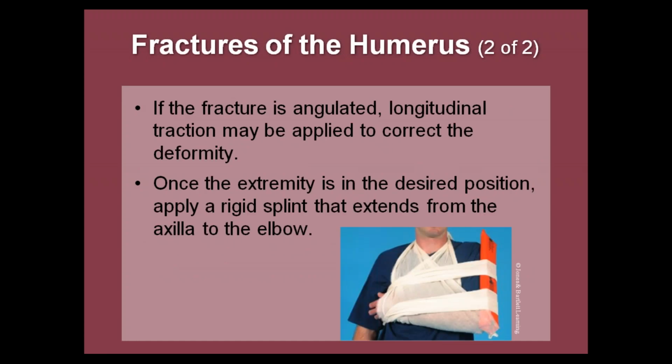If the fracture is angulated, you want to try to provide some traction to try to correct the deformity, maybe, or splint it in place. Once the extremity is in the desired position, apply a rigid splint that extends from the axilla to the elbow. As the picture shows here, for us that would maybe be a SAM splint wrapped around the lateral aspect of the arm, from the top all the way down, and maybe even wrapped underneath the elbow to provide some stability as you wrap it up with the sling and swathe.